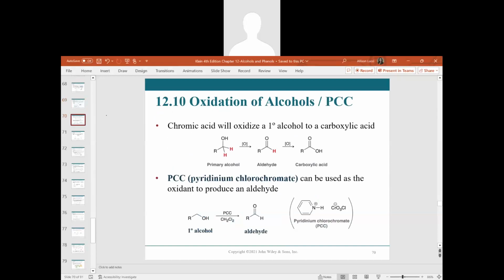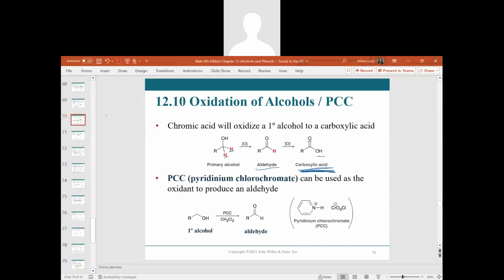So chromic acid will oxidize a primary alcohol all the way to form a carboxylic acid. It's challenging to stop it at this step here. It will just continue to oxidize both of these protons here. Since we have two protons at the alpha position, we have two oxidations.